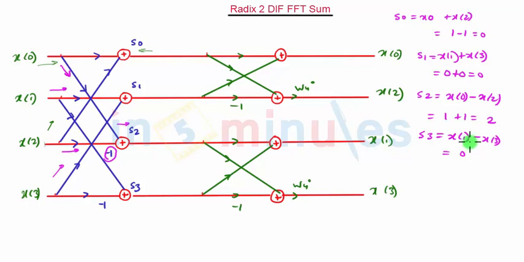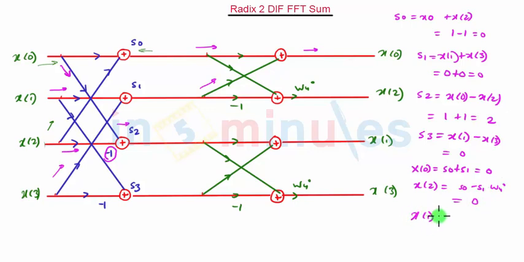Final output here, that is x of 0, is having the first input from S0 and then S1. So x of 0 is S0 plus S1. Again both the values are 0, so it becomes 0. Similarly, x of 2 is equivalent to S0 minus S1 into W4 raised to 0. Again, both the values are 0, so it comes out to be 0.